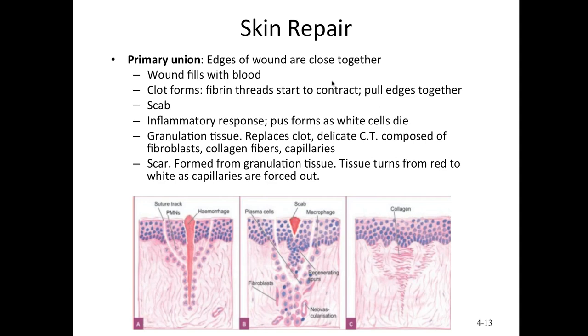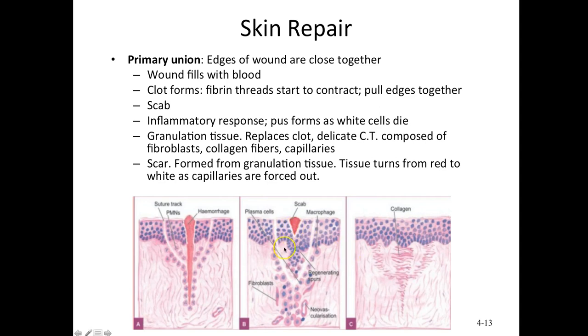We have the primary union, in which the edges of the wound are close together. So what ends up happening is we have that wound fill with blood, and we get a clot that is going to form, and that includes some fibrin threads that will contract and help to pull the edges of the skin together. That develops into a scab, and our inflammatory response would, of course, take place, which we discussed previously, and the pus forms as our white blood cells die.